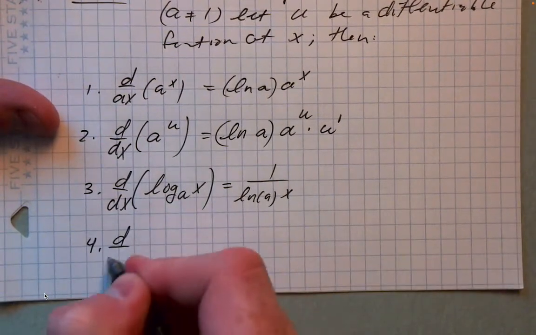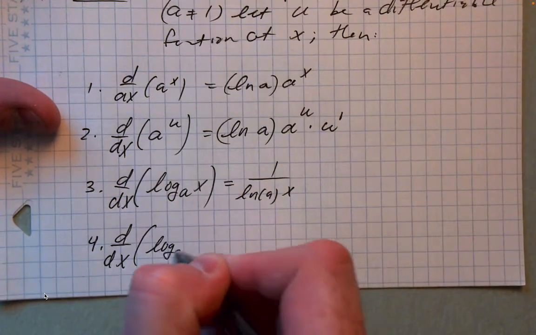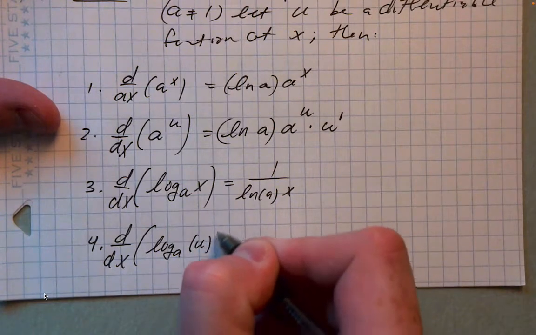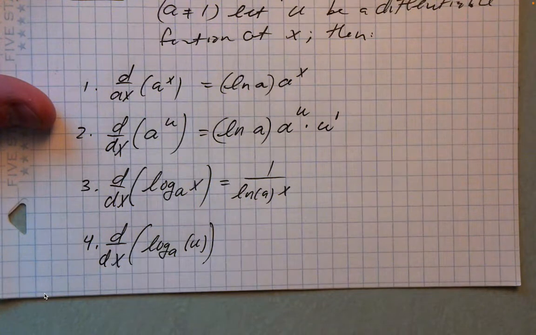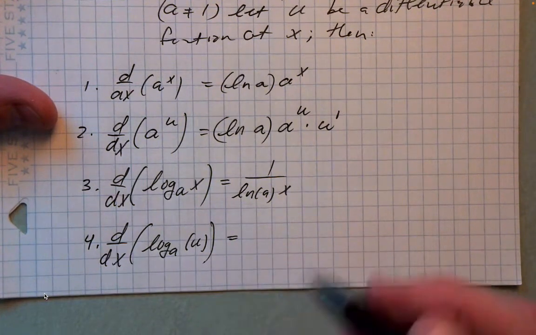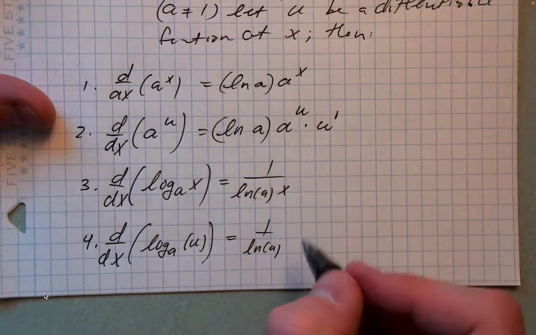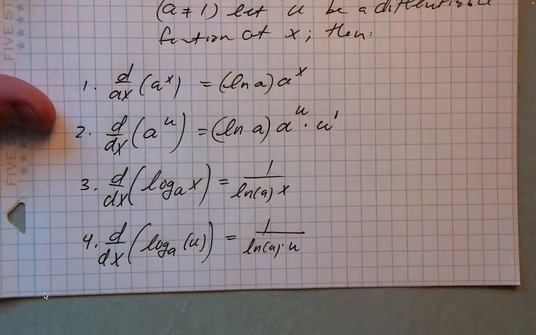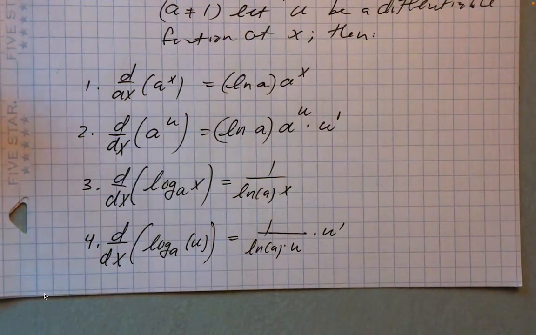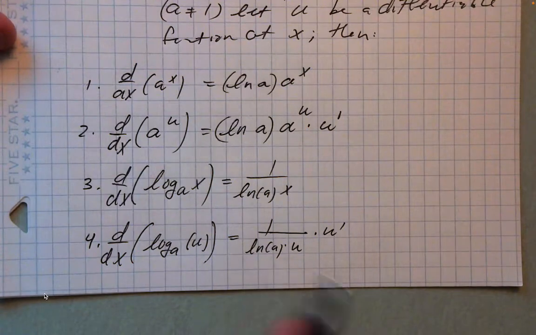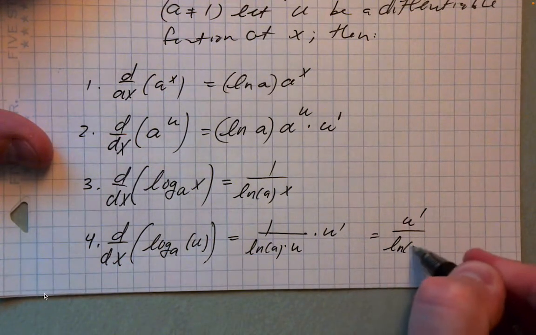And then finally, this one is log base a of u. Okay, instead of just x, this u is now a differentiable function of x. And so you can probably guess this will be similar, natural log of a, right, times u in the bottom, and then of course u prime. All right, so you can kind of think of this as u prime over u, but with a natural log of a. Yeah, maybe that's u prime over natural log of a times u.